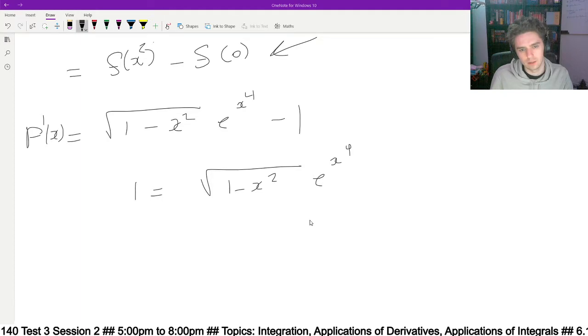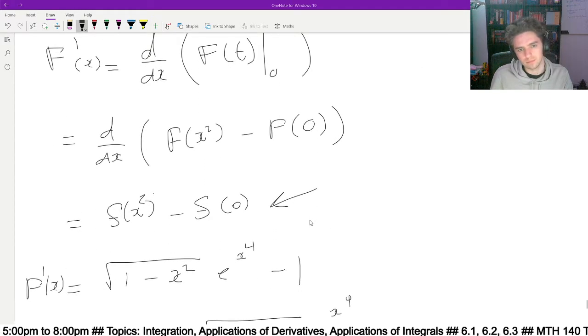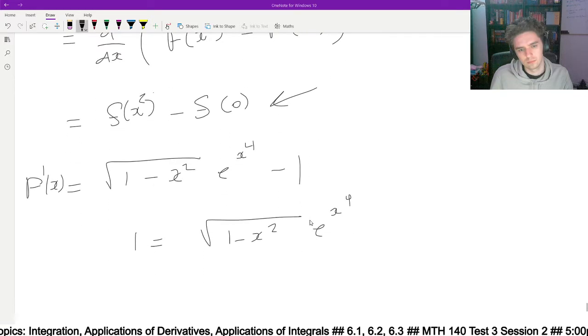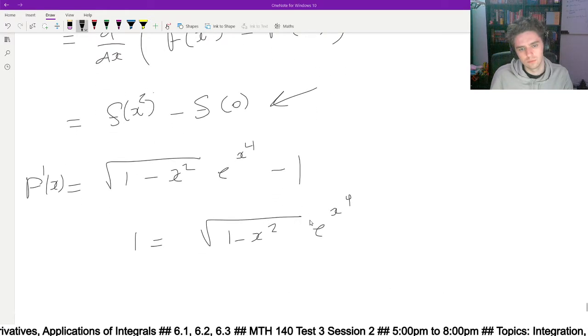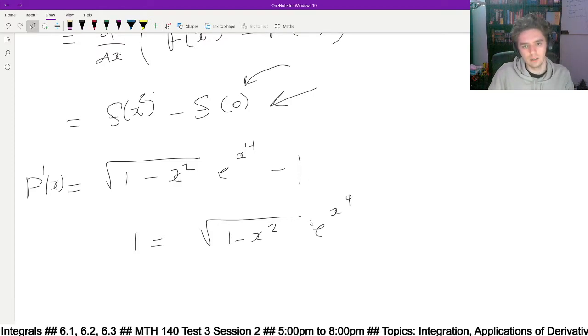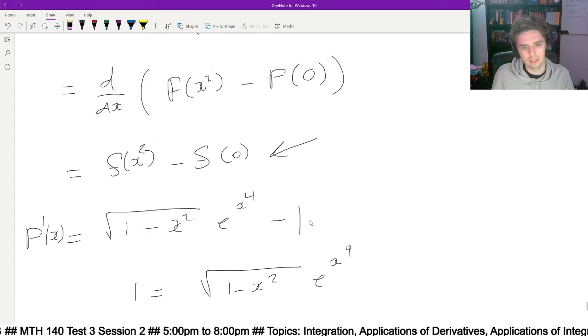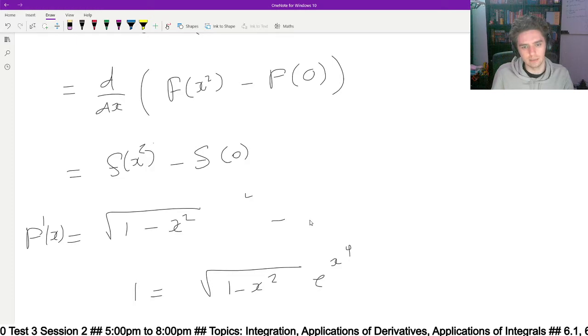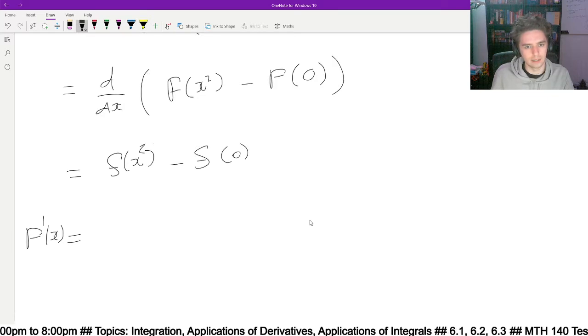Oh wait, wouldn't you use FTC part 1 to solve this? So you do the derivative of x squared times the inner function, and then you sub in x squared, and then you do minus the derivative of 0, which is just 0, and then you times it by the inner function in the integral. Like here? Oh, actually, there is something that I forgot. Yeah, you need to multiply it by the derivative of the bounds. Yeah, there is something I forgot for sure. Okay, I see, there we go.